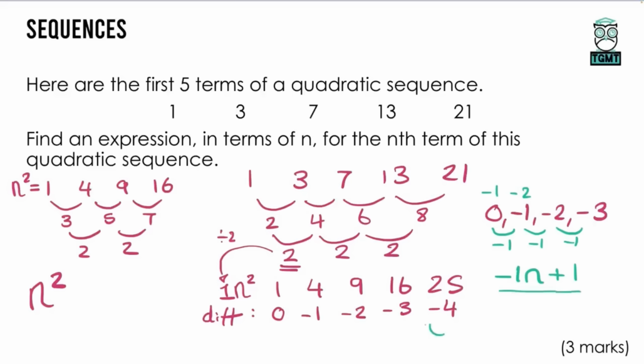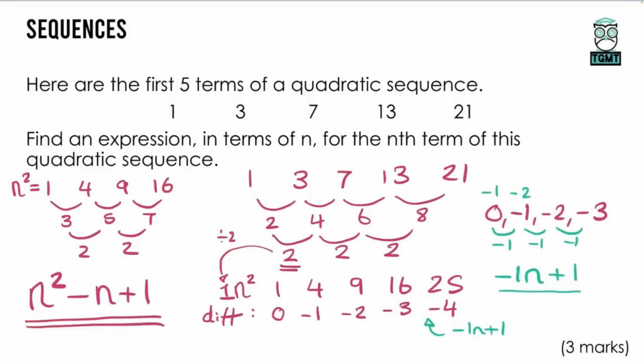So this particular sequence is minus 1n plus 1, which of course you can just write as minus n plus 1, or you can leave the 1 in, it's up to you. So it's minus n plus 1, which is being added on or subtracted from this sequence, whichever way you look at it. So there we go, n squared minus n plus 1 is our nth term for this quadratic sequence.